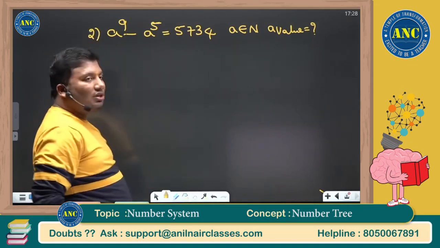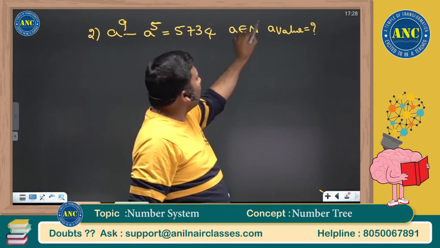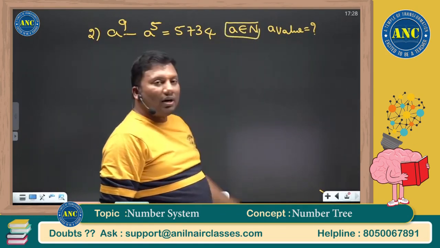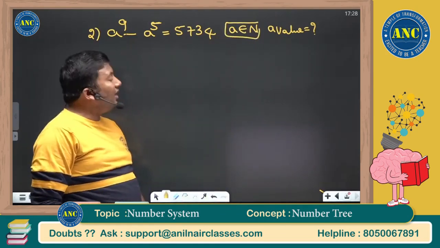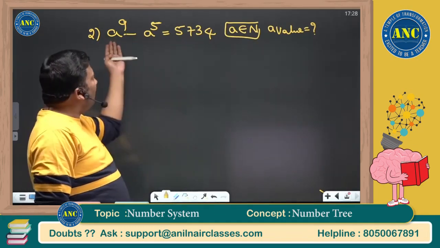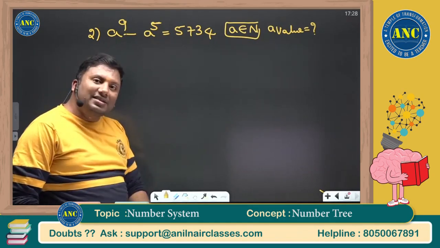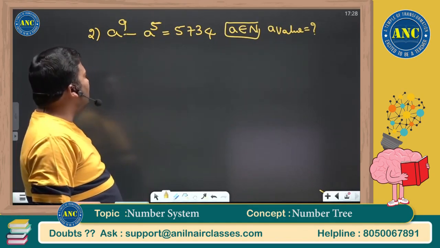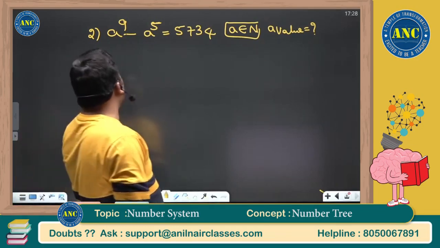Now, if I attack the question using the domain of the question, A is a natural number. A is an even number or A is an odd number. Even minus even is even. Odd minus odd is even. The right hand side is an even number, so this approach is not possible. So what we will do is the solution.